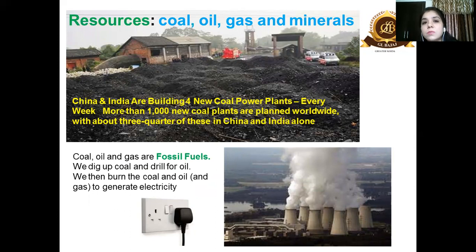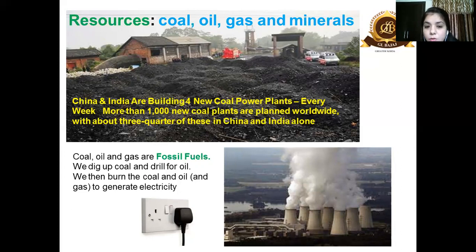Resources, if we talk in terms of coal, oil, gases, and minerals, India and China have been building quite a great number: 4 new coal power plants every week. More than a thousand new coal plants are planned, with about three-quarters of these in China and India alone. Good number. Coal, oil, and gases are also fossil fuels. Fossil fuel is a good term which needs to be understood. Fossils are the things which are living beneath the earth and they become fuel. When we dig up coal, drill out oil, and extract minerals and gases, it is to generate electricity.